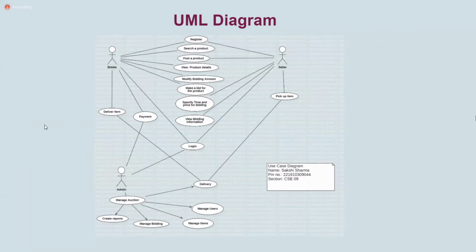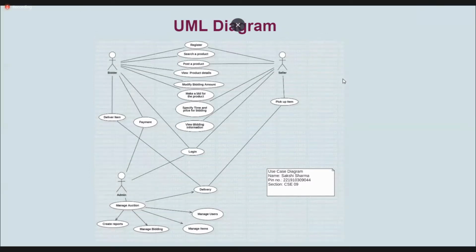Okay, so this is the UML use case diagram for the online auction system. Here you can see that we have three actors and how the different functions are performed and how they interact with each other. The three actors are the bidder, the seller, and the admin. The admin manages the whole auction. The admin keeps track of the users and the items, manages the entire bidding process, and then creates reports based on the items that are purchased and sold.